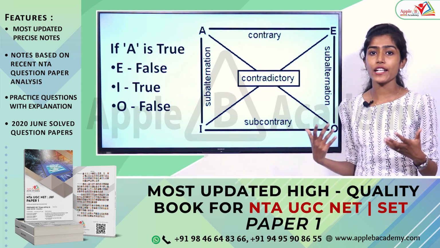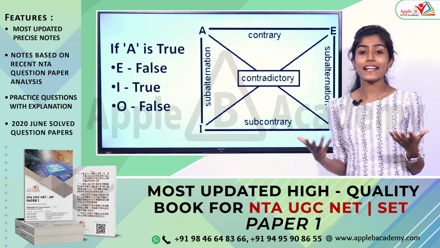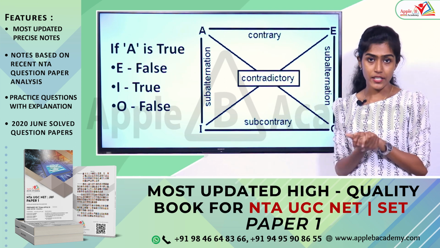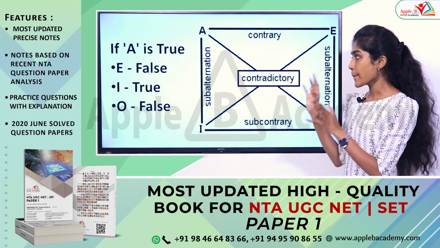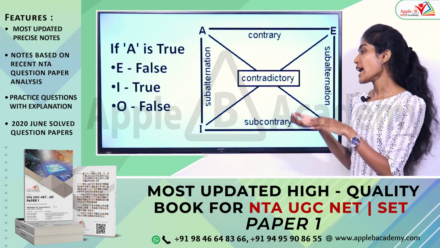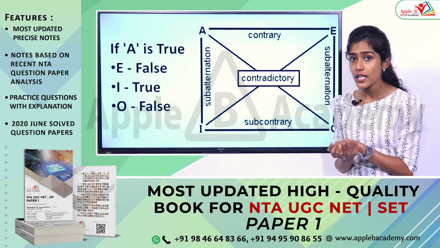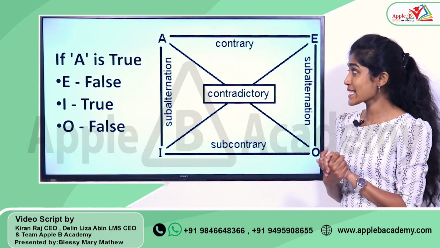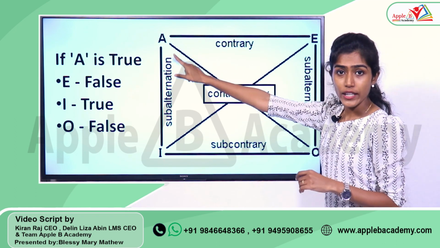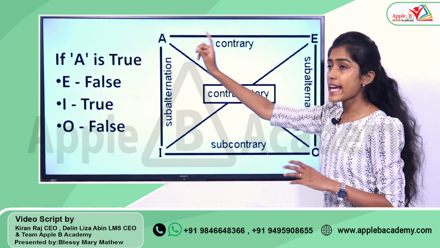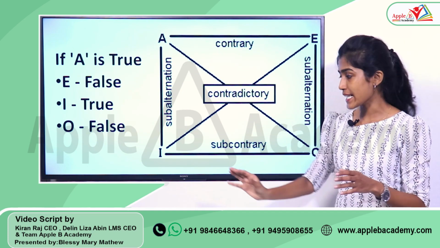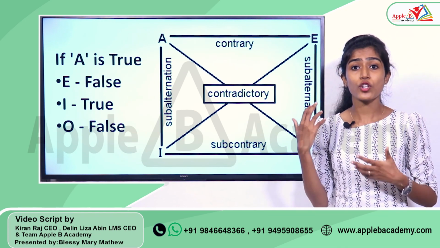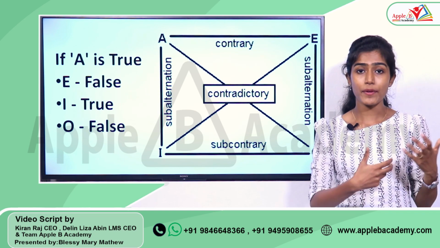This is how we study and understand the relationship between propositions in subalternation. So if universal is true, particular will be definitely true. And if particular is false, universal will be definitely false. In the first option of the question, it says that if A is true, definitely I will be true. This is how you have to logically analyze the questions that come in Match the Following.